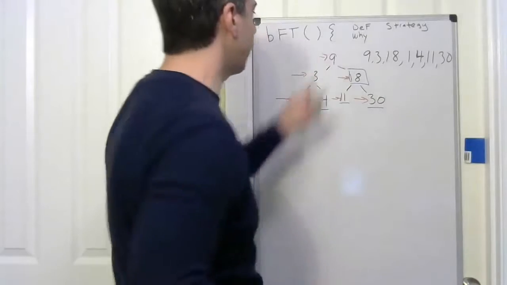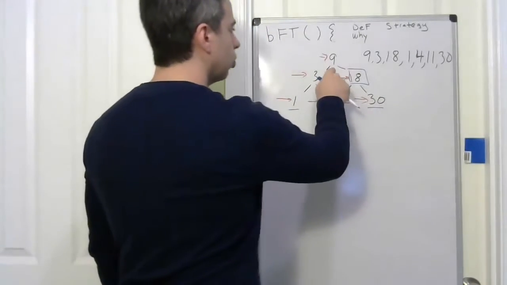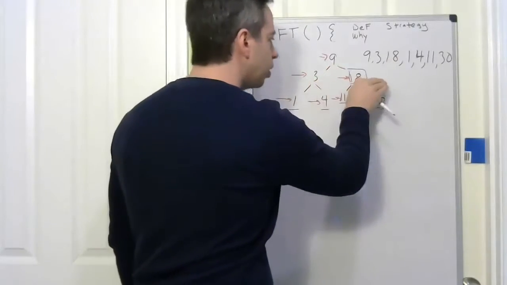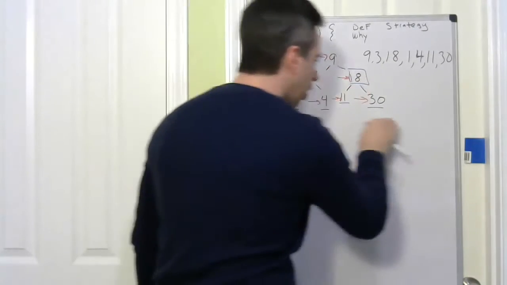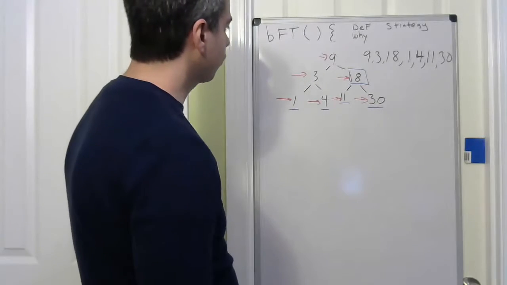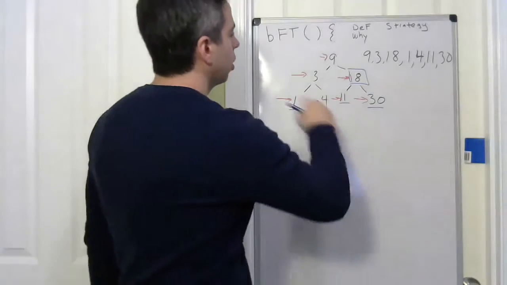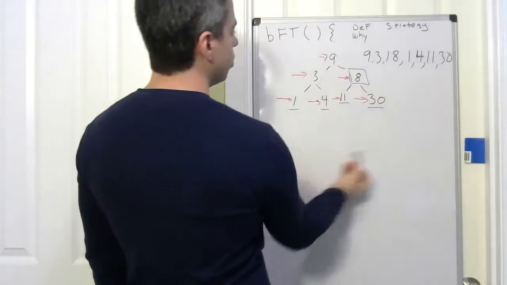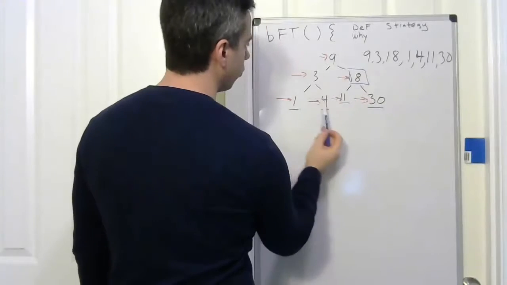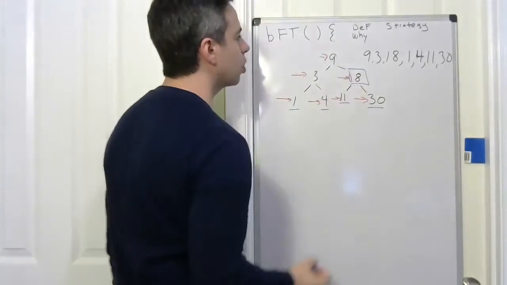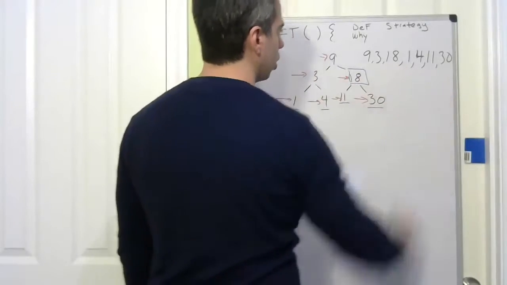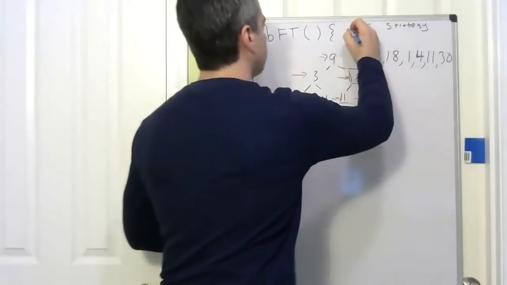Breadth-first traversal, the definition is you start at the root, and then you go down a level, print children left to right, go down a level, print children left to right, until you have no children left and no levels left. For this particular tree, it goes this way: 9 being first, of course, then 3, 18, 1, 4, 11, 30. So we know the definition of it.